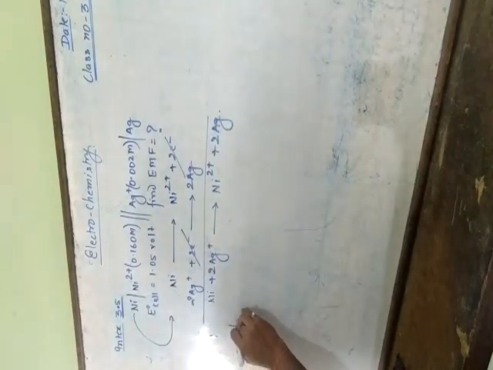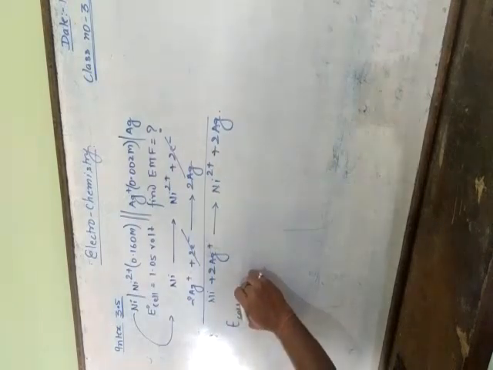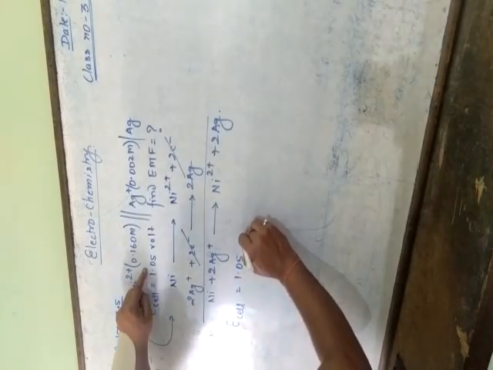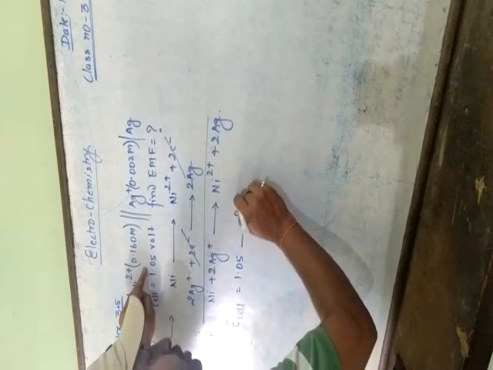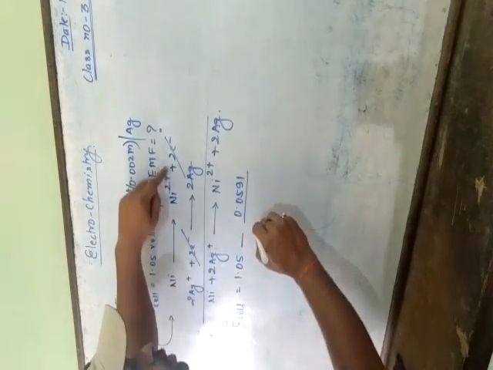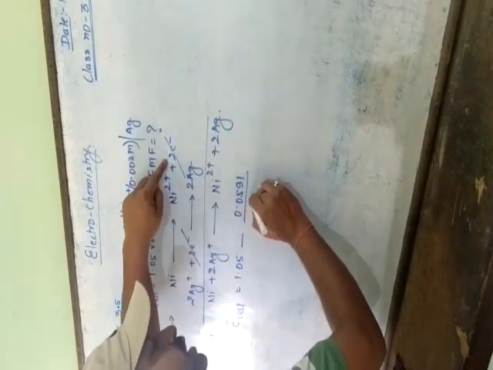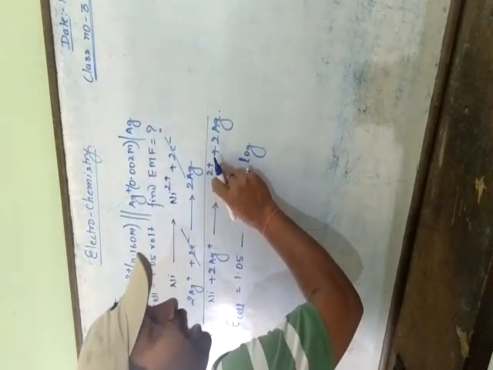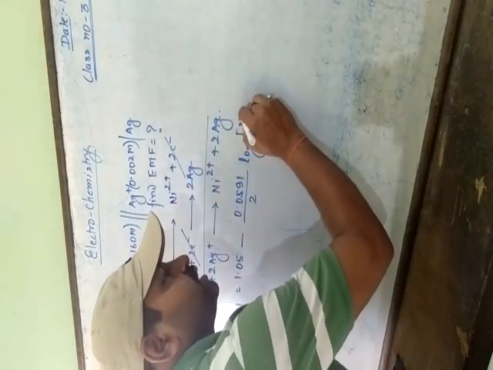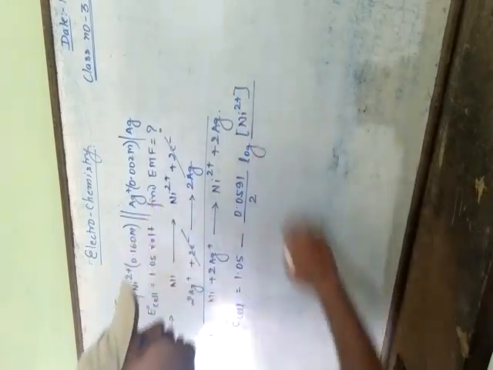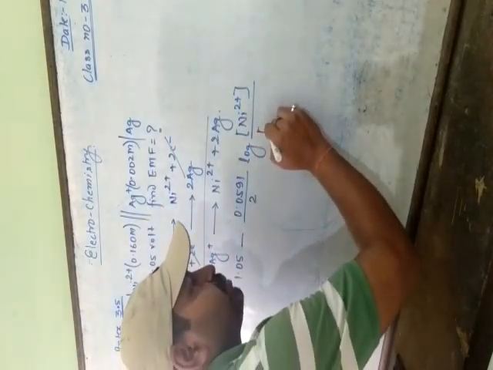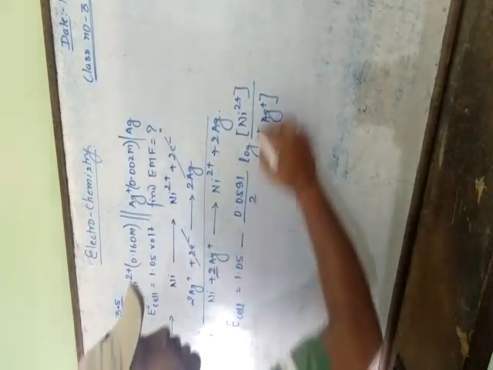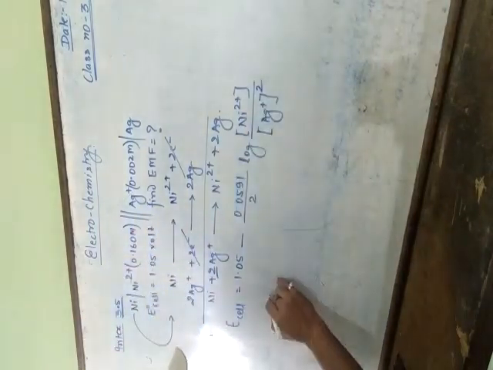Now students, we follow the next equation. E cell equals E naught cell. So E naught cell is given in your question as 1.05, minus 0.0591 by how many electrons are involved, students? Only 2. Then here we take 2, log. Students, in the numerator the concentration of product is taken, so nickel 2+, and in the denominator the concentration of Ag+ is taken. Now, alerting the students, here the coefficient 2 is used, so it is a square.